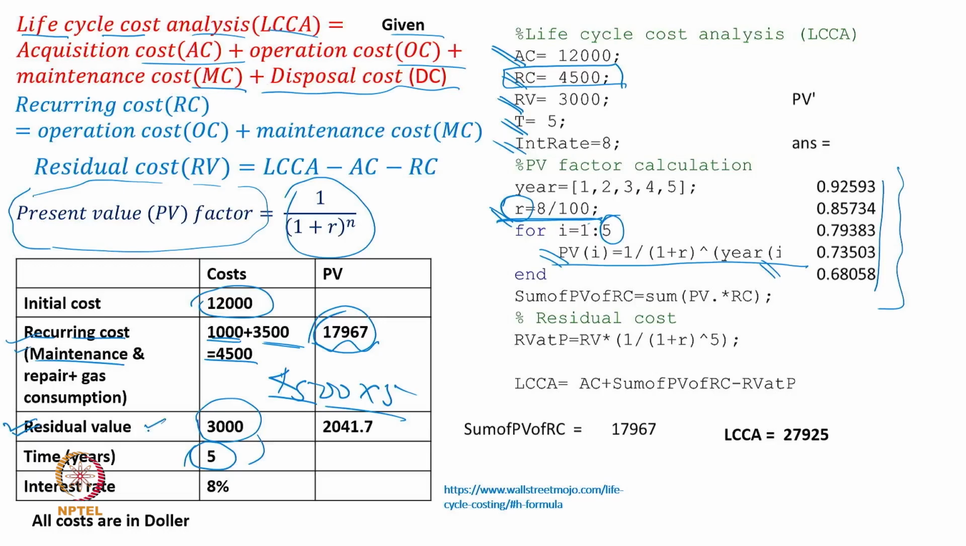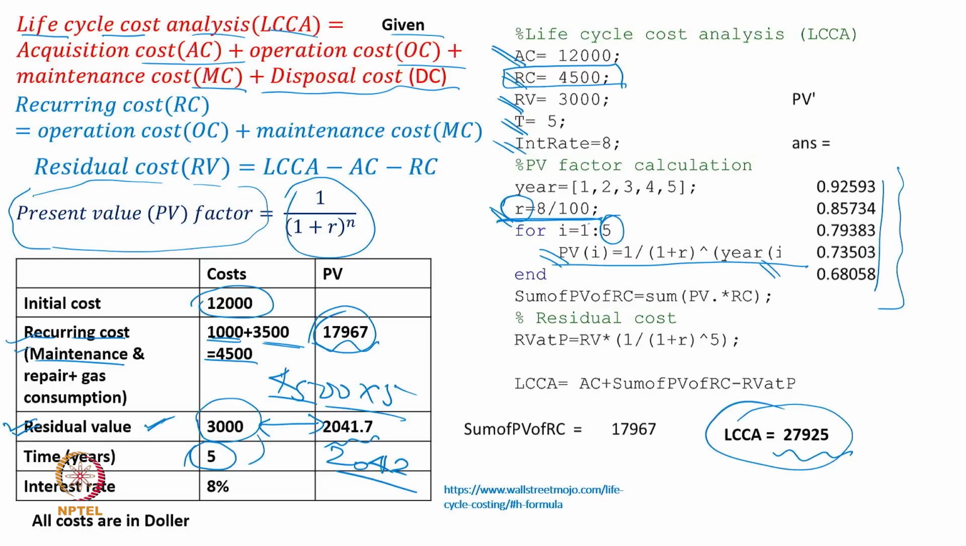Coming to the residual value, which is 3,000, the present value in this situation will be roughly 2041.7, rounded off to 2042. So this is what we are trying to calculate, all the costs in a present scenario, and the overall sum will come out to be 27,925 for the 5 years life.